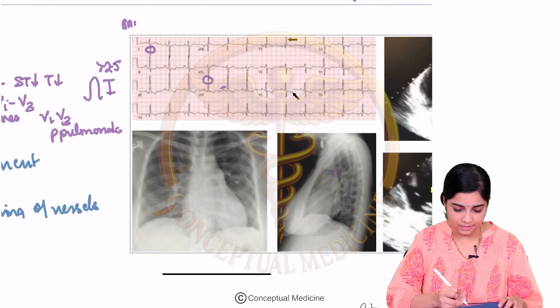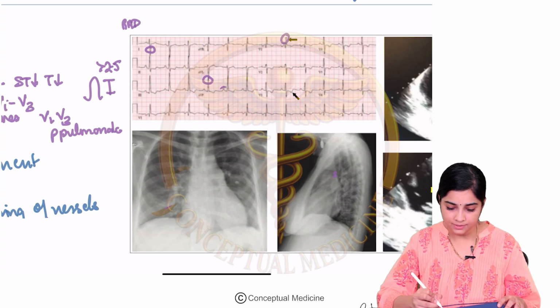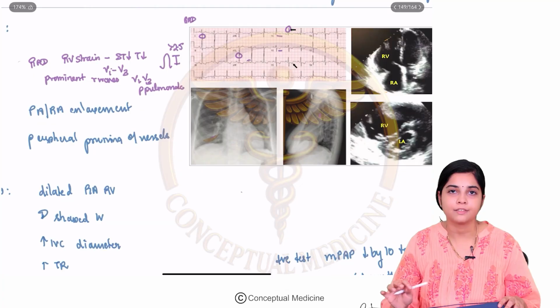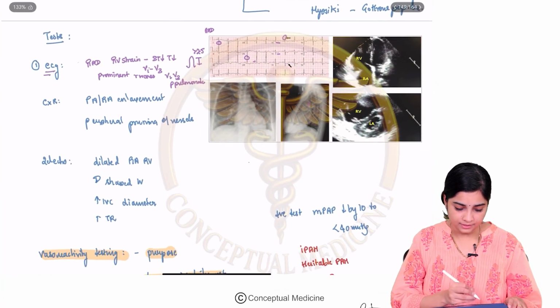So can you see here the QRS complex is negative in lead V1 and positive in aVF, indicating right axis deviation. Can you see in the ECG prominent R waves in your septal leads, and you see ST segment depression and T wave inversion in your septal leads, indicative of RV strain pattern. Clear? Fine.